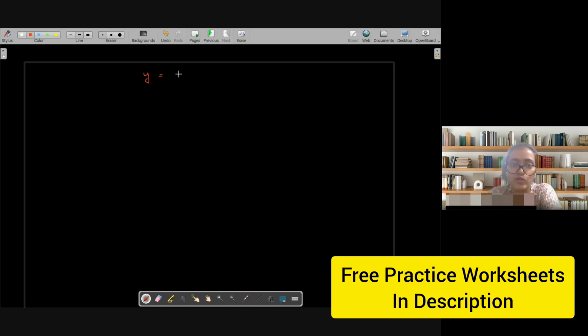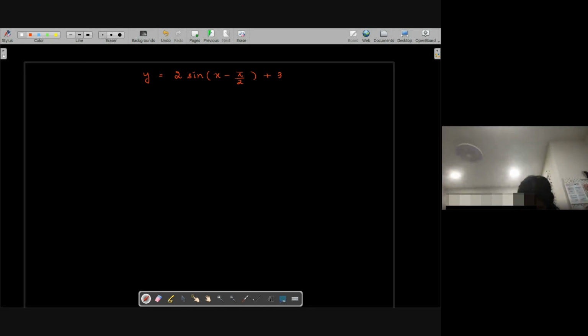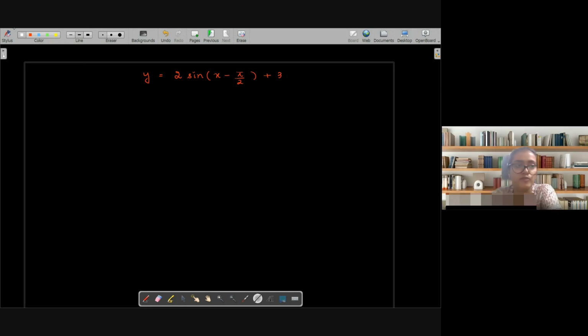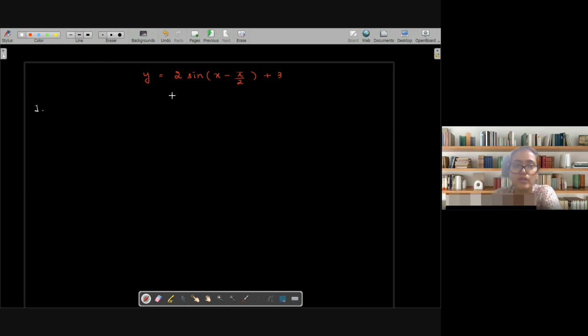y equals 2 sine of (x minus pi over 2) plus 3. You have to draw the graph for this, just one cycle. So the first step will be, remember the steps? Yeah, we have to find the amplitude, period, phase shift, and its reflection. Everything.